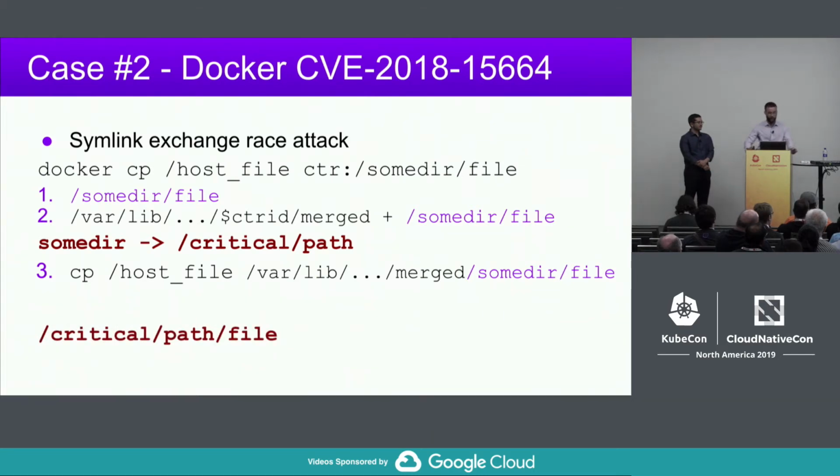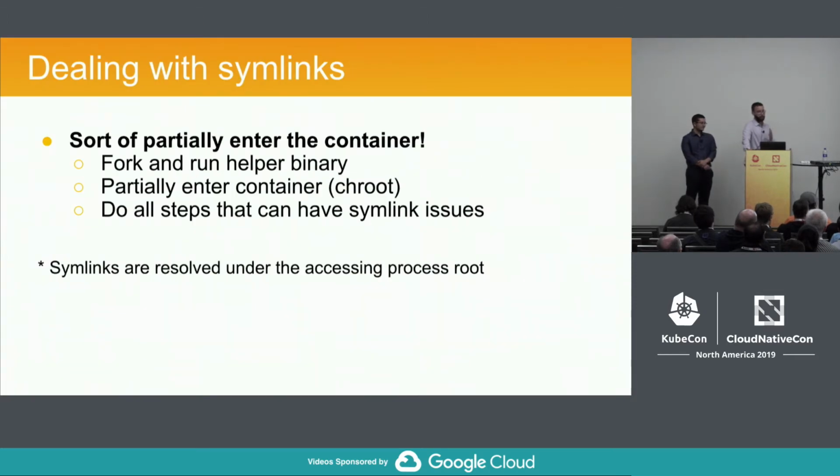So that's quite annoying, and you can see that symlinks cause a lot of problems when copying to and from containers. But what can we do? What other solutions are there to deal with that? So one solution that was used is to sort of partially enter the container. And what that means is that the container engine will fork and run a helper binary. That helper process will partially enter the container, which normally meant root into the container file system, and then it will read all of the files that you requested in the container while being rooted to the container. So all symlinks are resolved under the container root, and you have no symlinks that can point to the host.